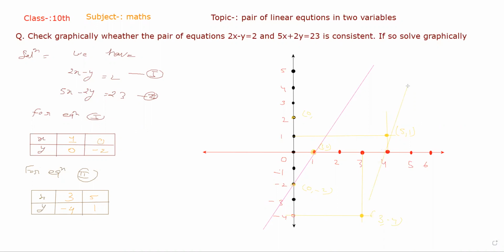These are the two lines. And these are the intersecting lines right now. These are the intersecting lines. So what we will do?